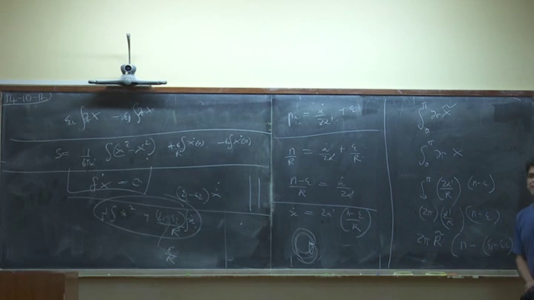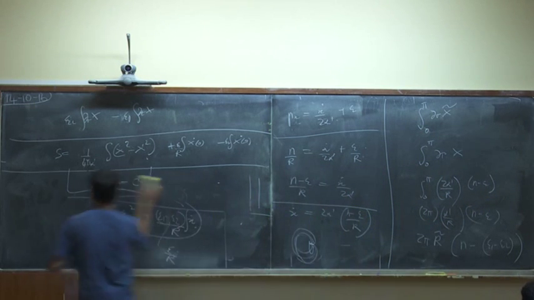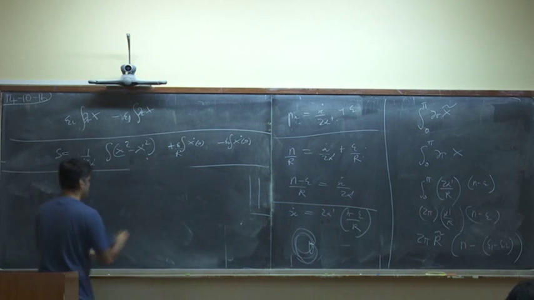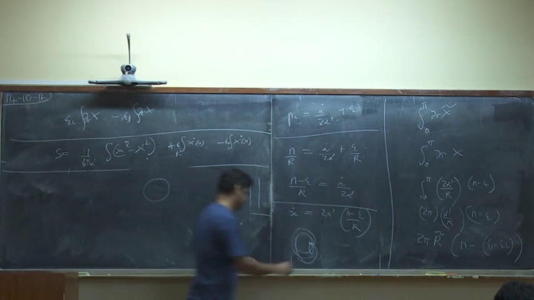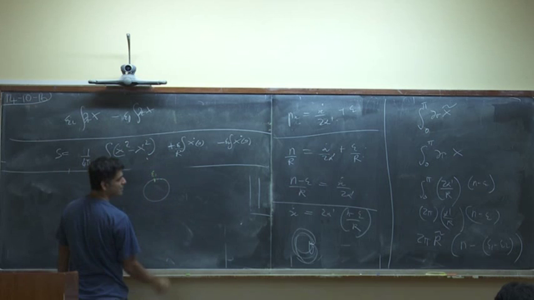Now let's put a geometrical picture to this. You see, the geometrical picture we can put to this is the following. We've got a circle. Let's say we've got the point zeta 1.